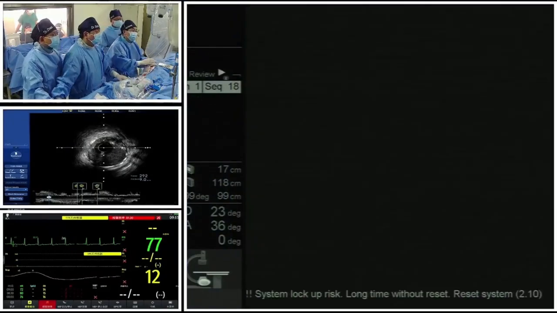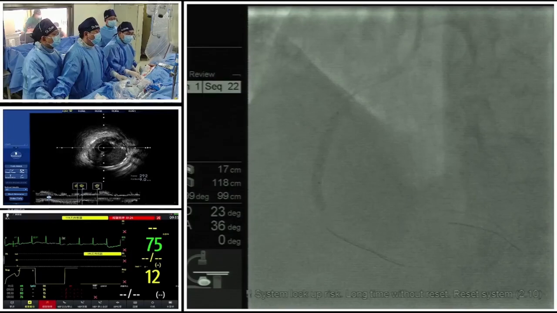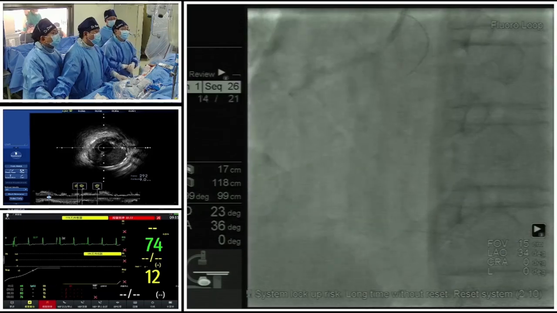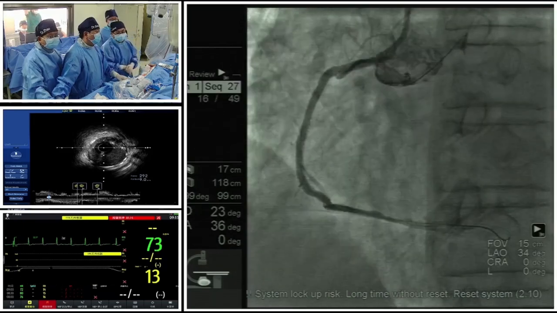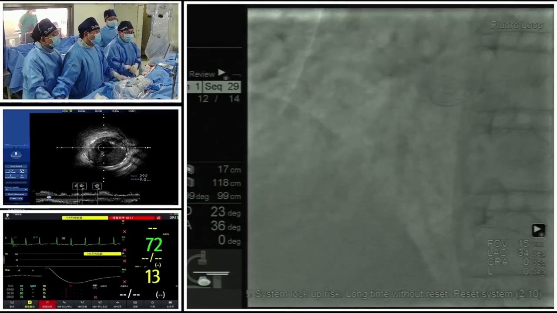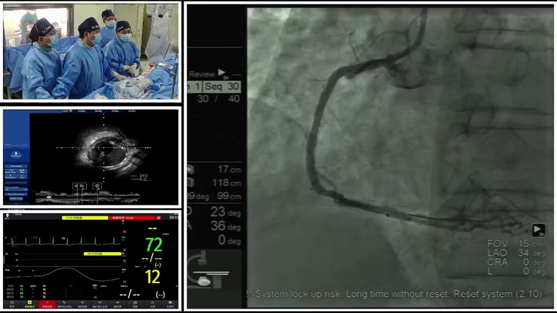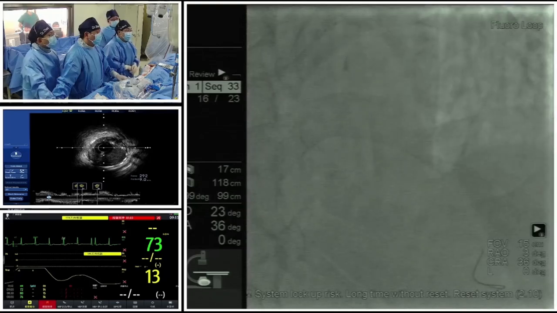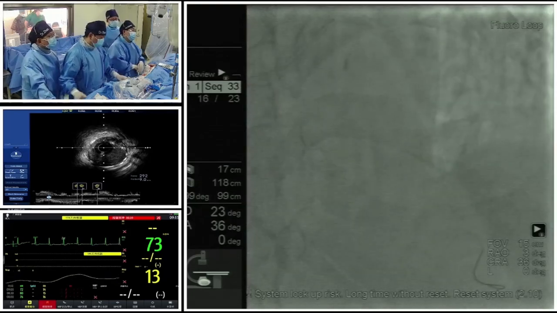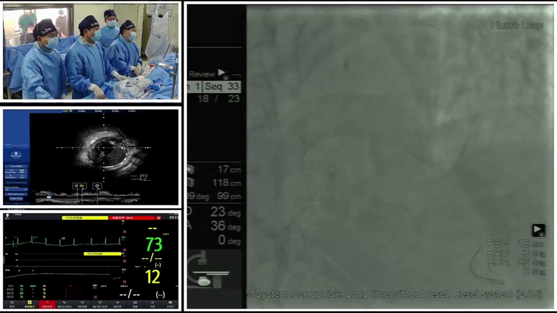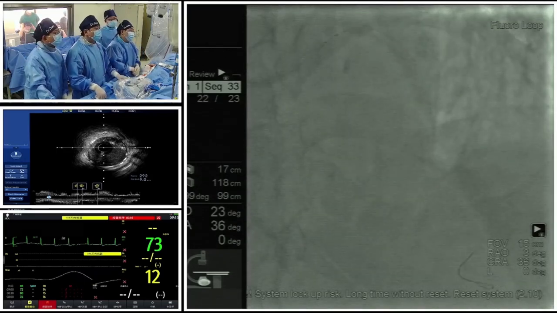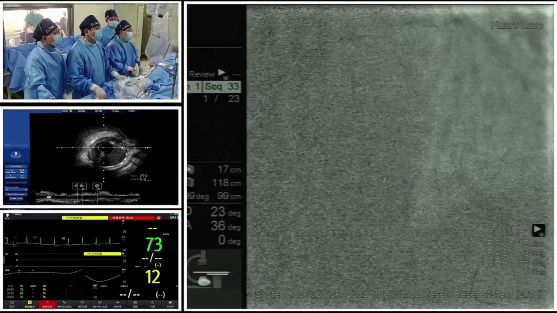Next step, we are focused on the LAD lesion. According to the baseline QFR result, the QFR is about 0.62. In this patient, we used a microcatheter-based FFR technique to re-evaluate the hemodynamic significance of the LAD lesion. Our FFR result showed 0.65. It's in very good agreement.